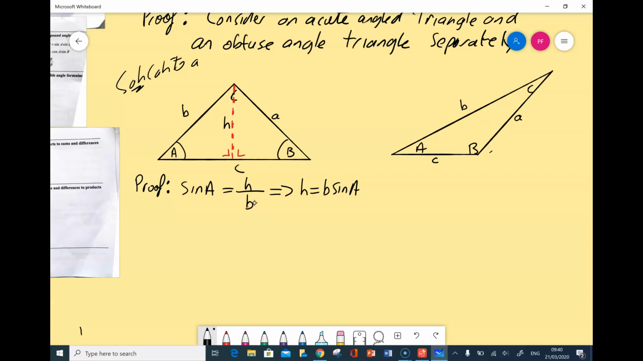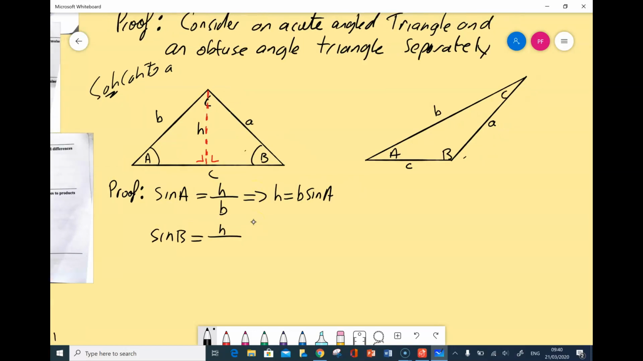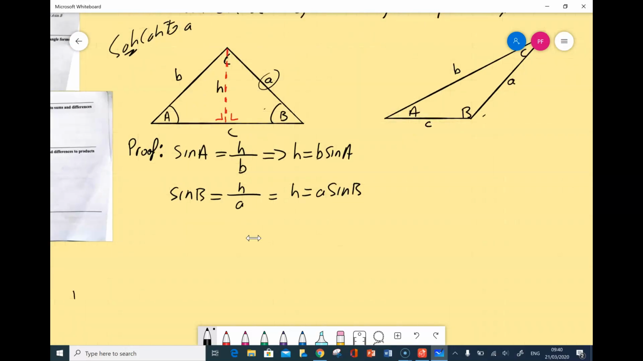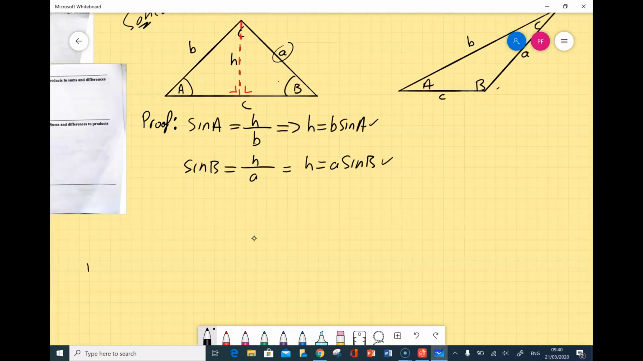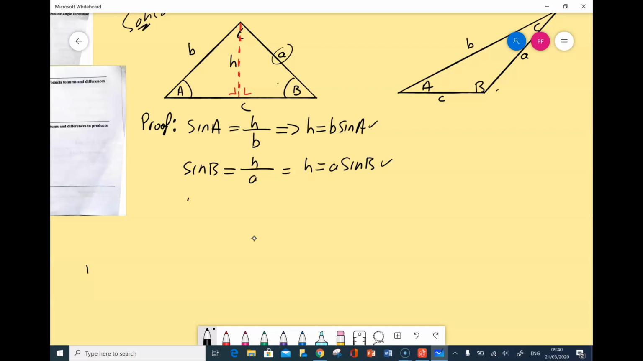Now let's do the exact same thing over here. The sine of the angle B, opposite over hypotenuse, so the opposite is obviously h again. And this time the hypotenuse of this triangle is a. Therefore, h is equal to a sine B. So if both of those things are equal to h, then they must be equal to each other. So therefore, a sine B must be equal to b sine A.